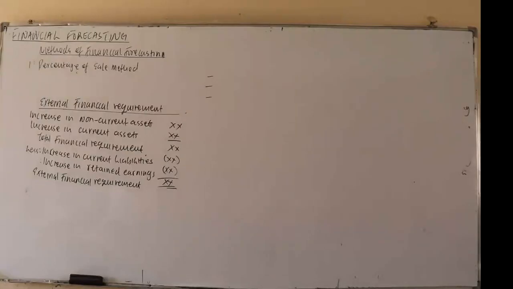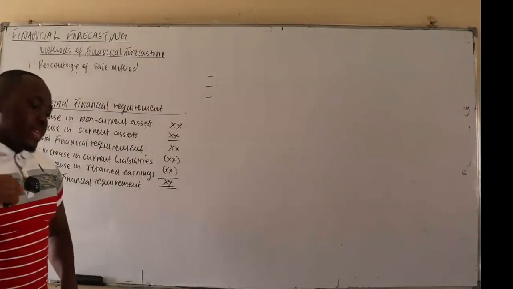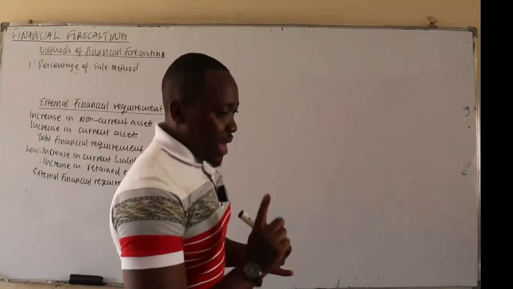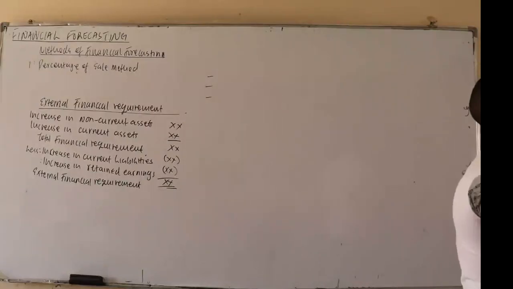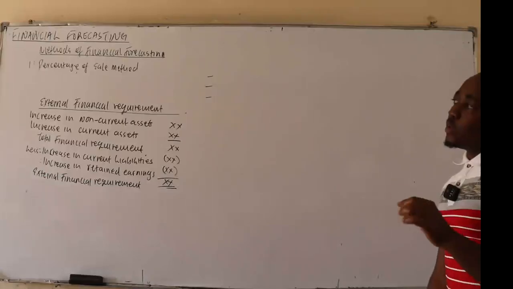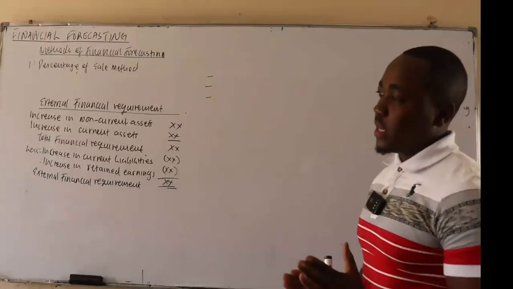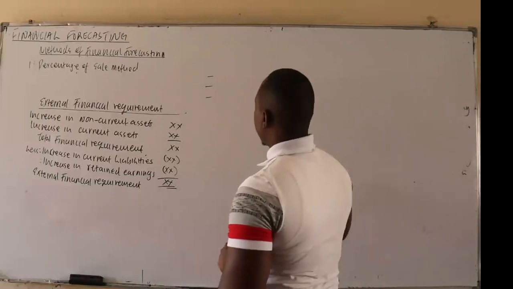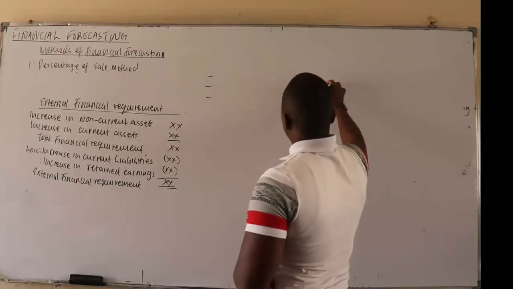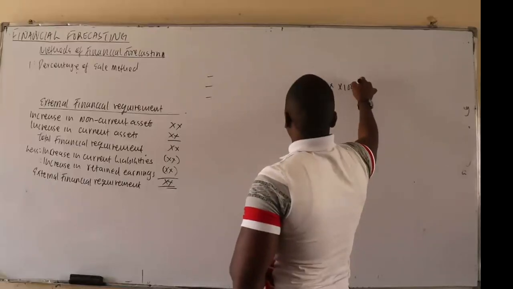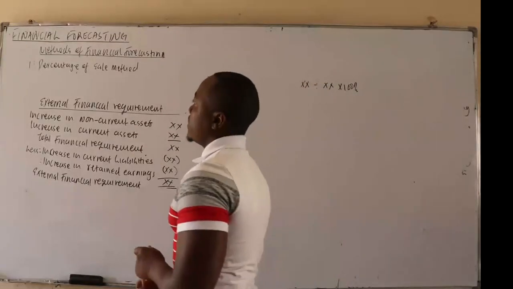Those are the four steps followed in financial forecasting when using the percentage of sales method. In step number one, we identify the balance sheet items which vary as sales vary: the non-current assets, current assets, current liabilities, and retained earnings. Then the second step, you express those items as a percentage of sales. For example, if the value of the non-current asset is X, you divide by the value of the sales times 100.